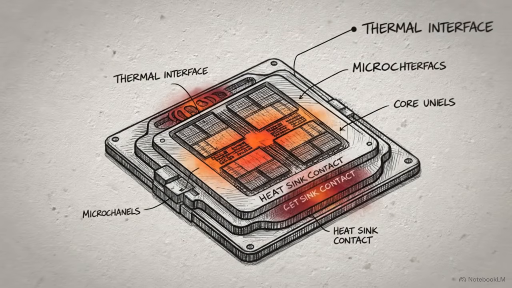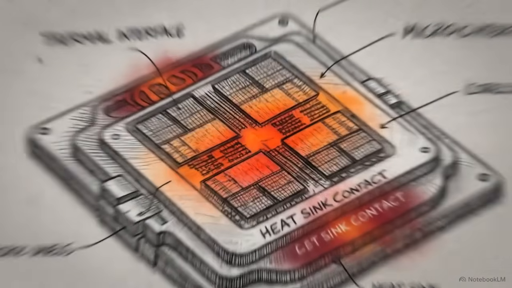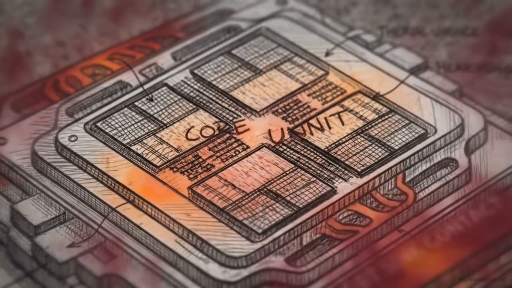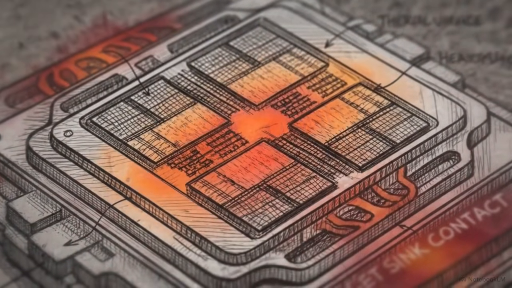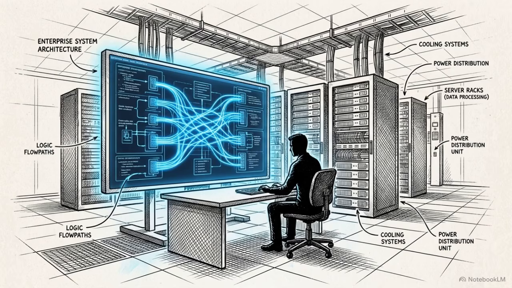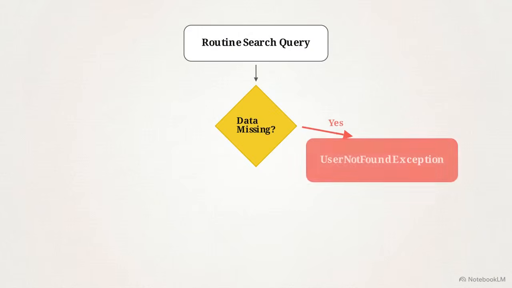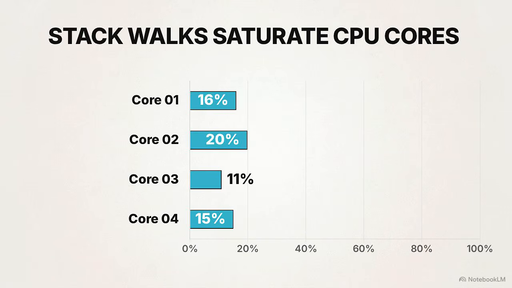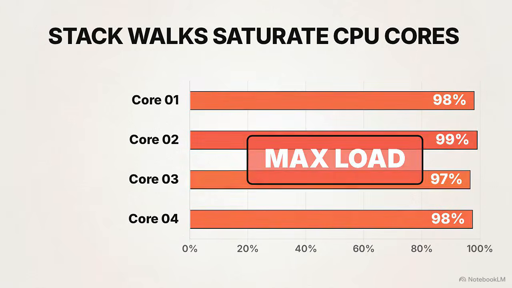Standard Java exception handling often hides a catastrophic performance trap. What looks like clean programming can leave your production hardware glowing red hot. In many enterprise systems, mid-level developers rely on exceptions to handle routine business logic, such as throwing a user not found exception simply to signal a missing search result. Under heavy production traffic, this practice saturates CPU cores and slows the application to a crawl.